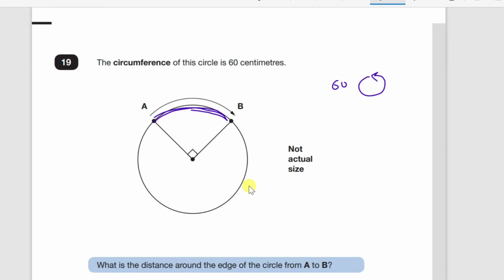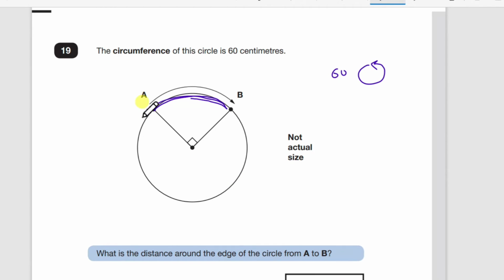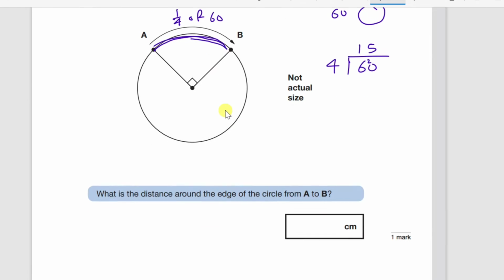Well, this is a nice trick here. They've actually helped us. They said that this A to B is a right angle, meaning if you twist your head, it's 1/4 of the circle sliced. So that means this length is 1/4 of 60. Now, to do 1/4 of 60, you just divide it by 4. So 4 into 60. Well, this isn't too bad. How many 4s go into 6? Well, 1, remainder 2. And how many 4s go into 20? 5. So that means it's 15 centimeters. Cool.